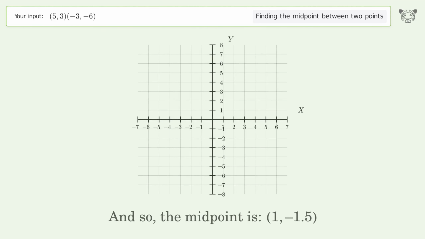And so, the midpoint is 1, negative 1.5.